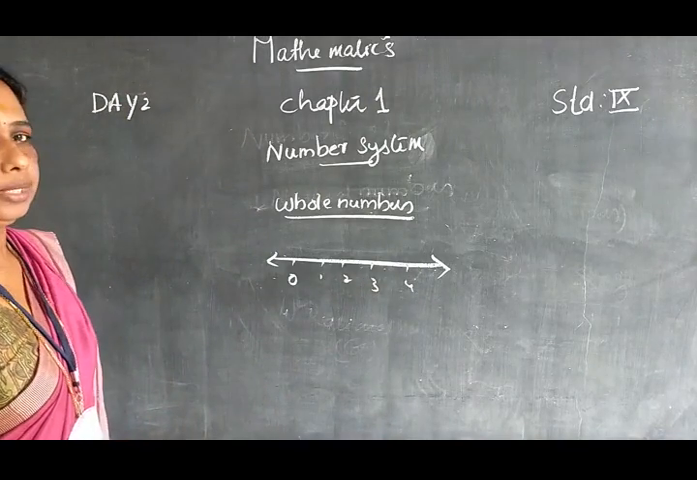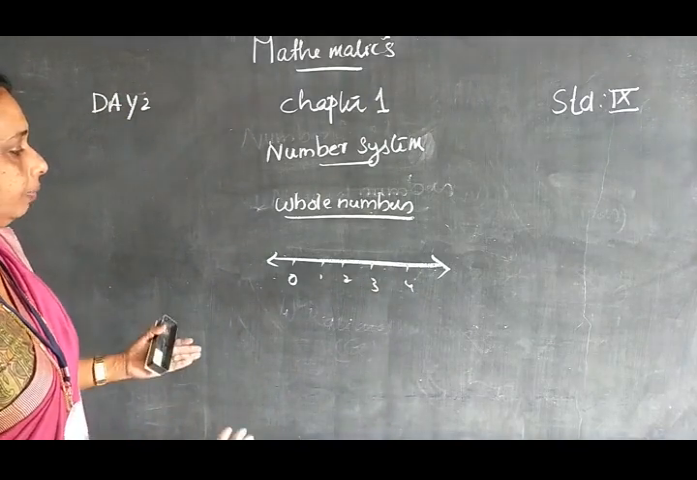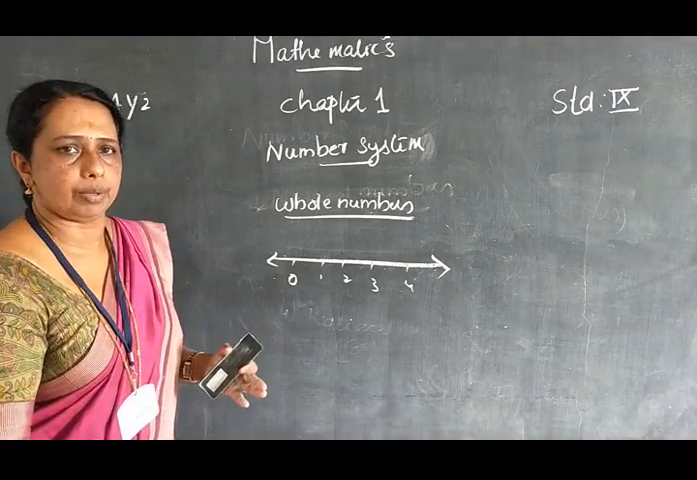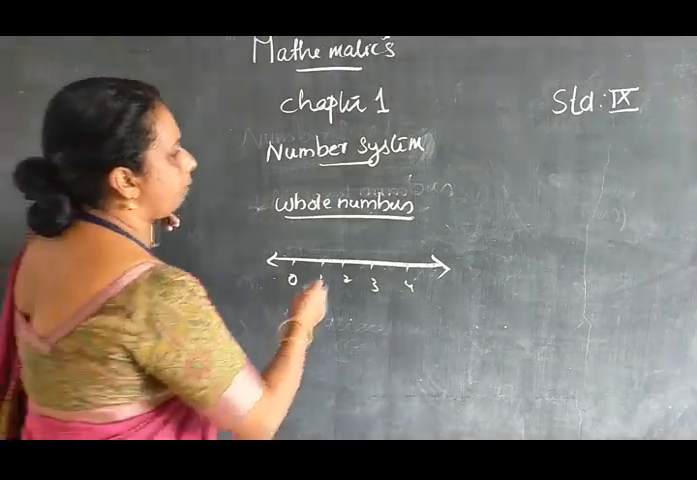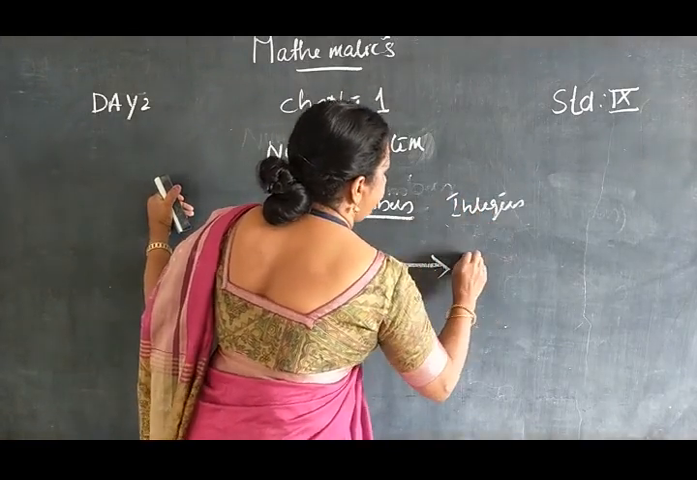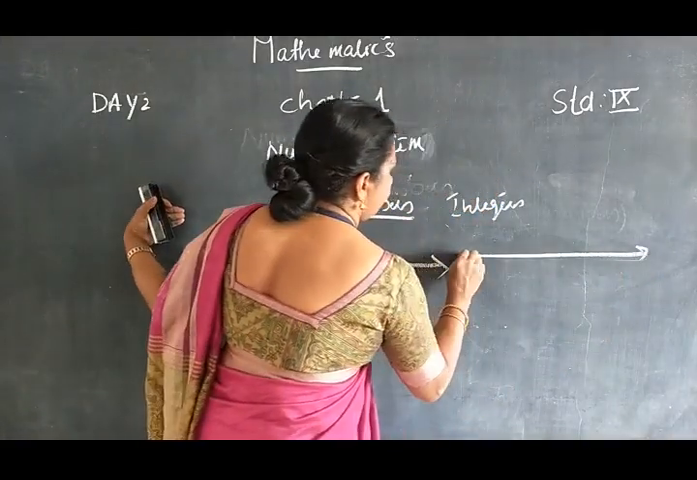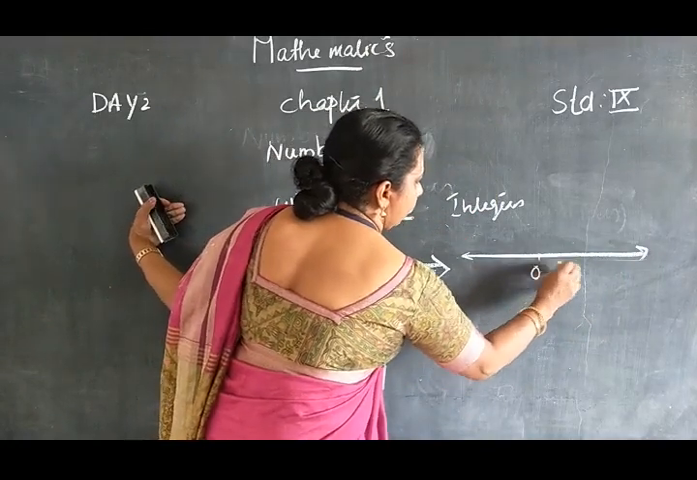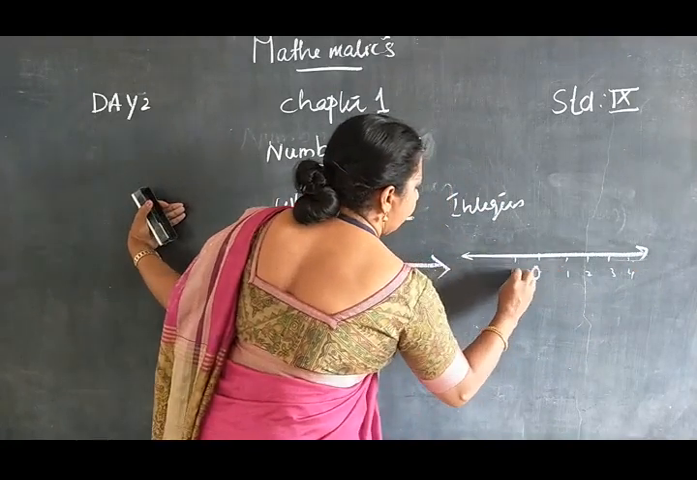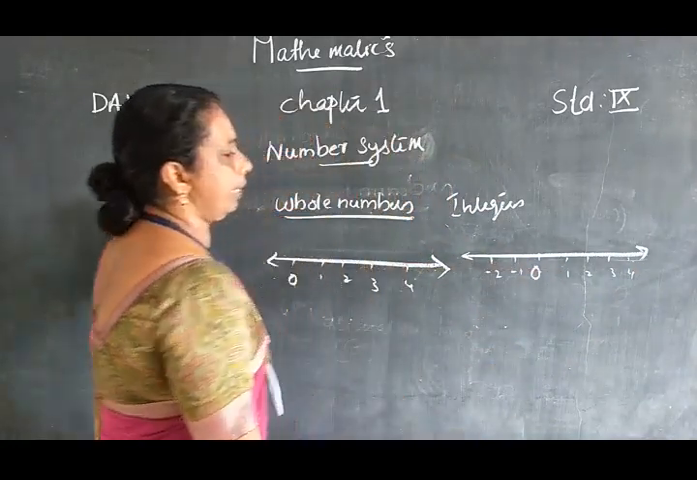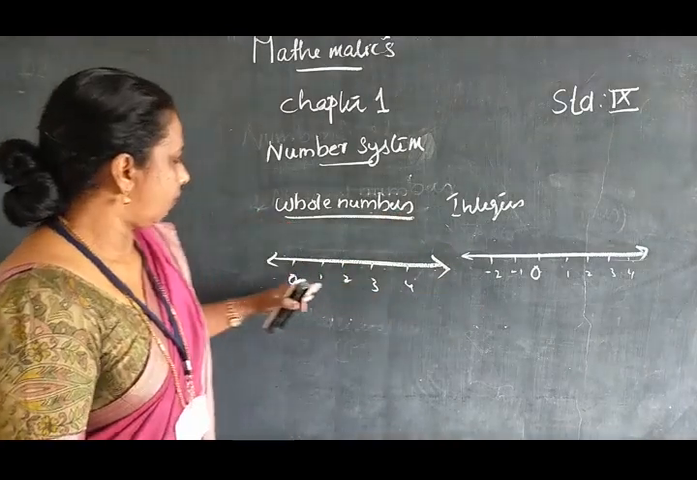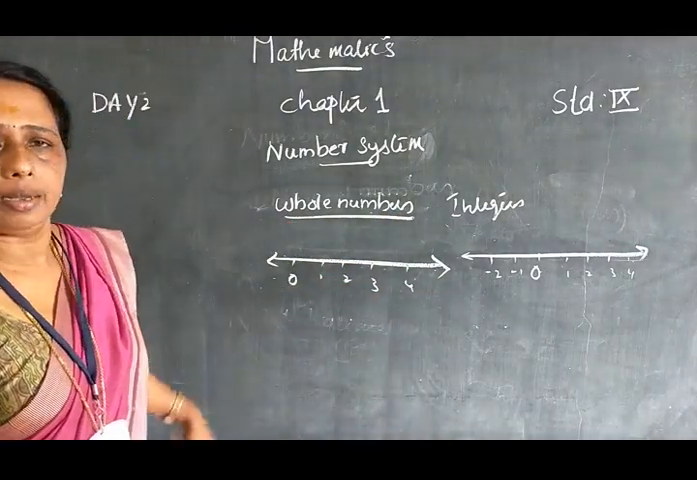The third one is integers. Integers means the collection of negative numbers, 0 and positive numbers. How can we represent integers on a number line? Here, in the middle 0, on the right positive numbers 1, 2, 3, 4, etc. On the left, we get minus 1, minus 2, etc. This way we can represent integers on a number line.